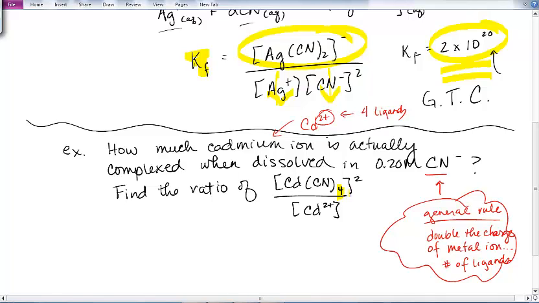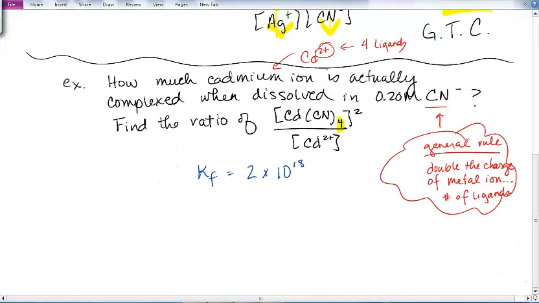Again, general rule, not always true. Sometimes you're told otherwise. That's fine. You can completely accept that to be true. But I do need to give you the KF for this. And for the cadmium and cyanide complex here, it's 2 × 10 to the 18th.